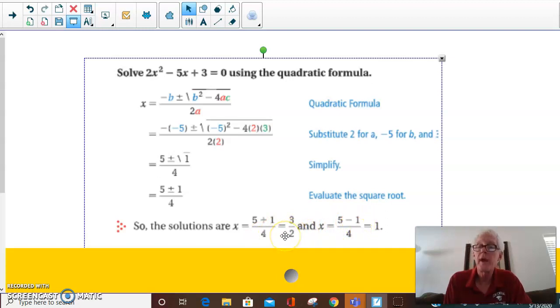For negative 3 halves, or is it 3 halves? I can't read that very well. I think it's 3 halves. Yes, 3 halves. Looks fine. It's 3 halves and 1. That's 1, that's 1, 4 over 4.